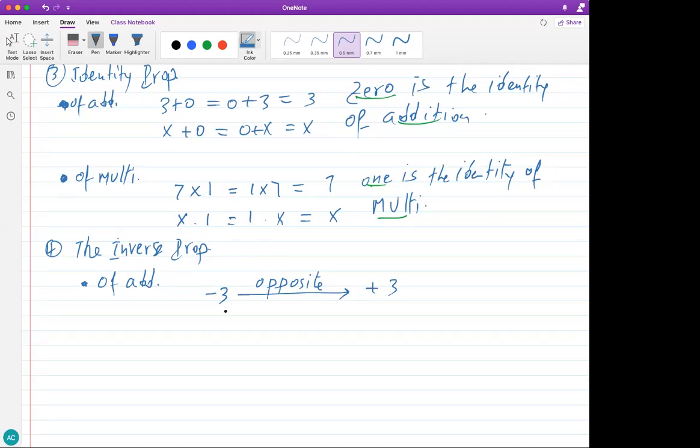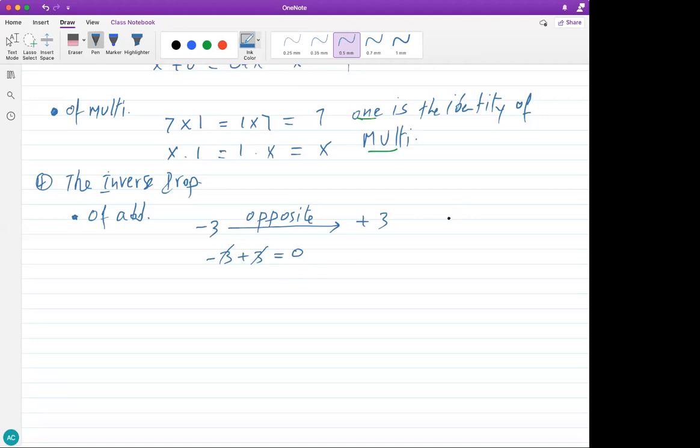So opposite. Now, I believe we saw this property last time. What happens if you combine a number and its opposite? What is this equal to? 0. Right? These cancel out. We get 0. The inverse property, or we call it the additive inverse. Additive inverse property.